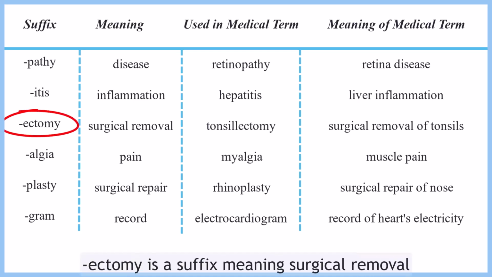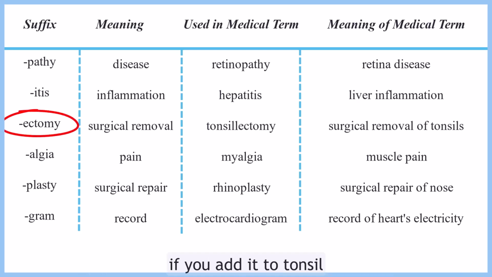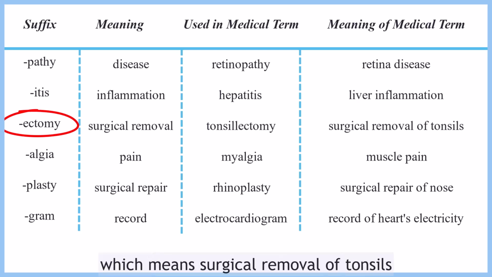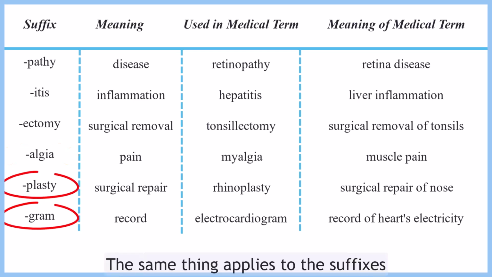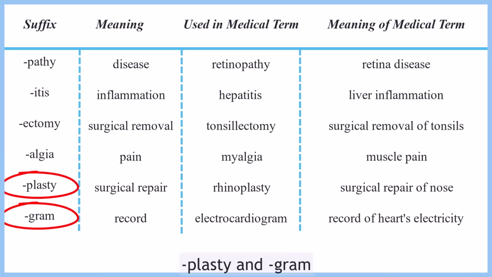Ectomy is a suffix that means surgical removal. If you add it to tonsil, which is a word root, it becomes tonsillectomy, which means surgical removal of tonsils. Algia as well means pain. Add it to a word root meaning muscle, and myalgia means muscle pain. The same thing applies to the suffixes plasty and gram.